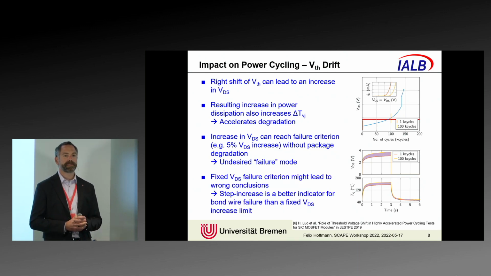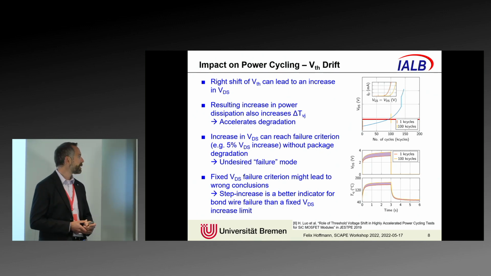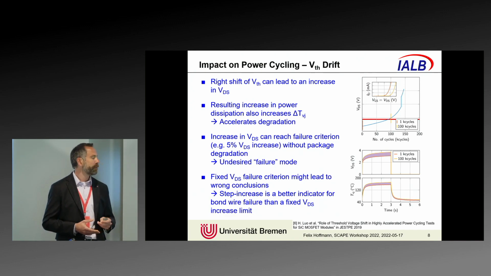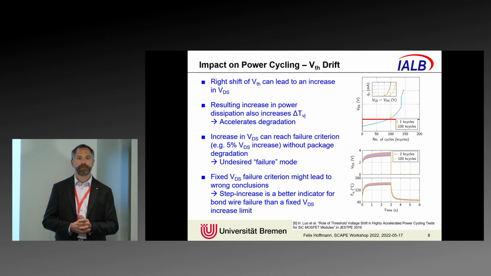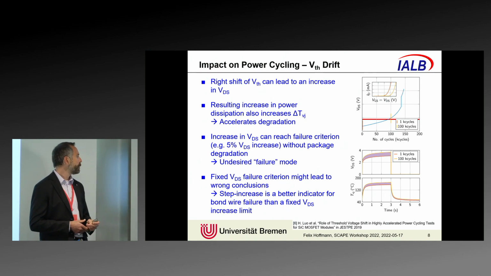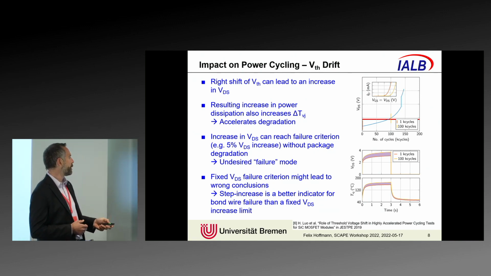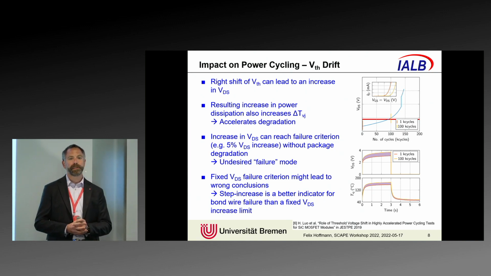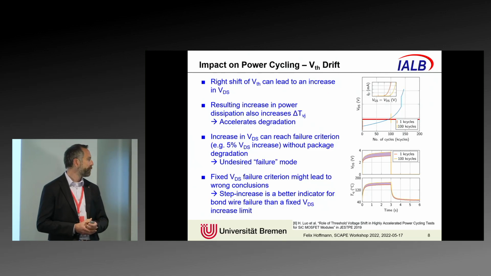So now, how to avoid this? I mean, the first part, so the acceleration, cannot be helped, but we can at least make sure that we choose a failure criterion which triggers only at our desired failure modes. And this we can make sure for bond wire liftoff by not applying a fixed failure criterion, but rather considering the first step increase in drain source voltage as our failure criterion, which indicates bond wire failures.